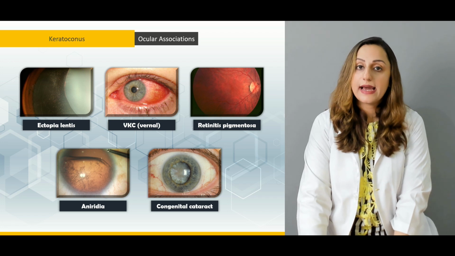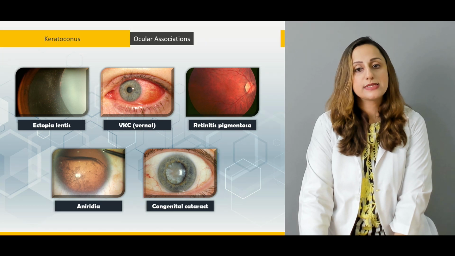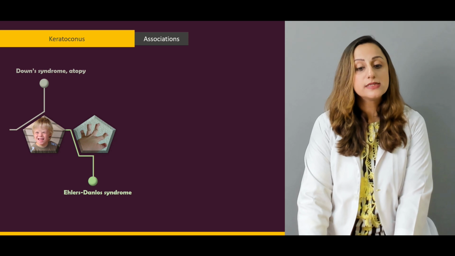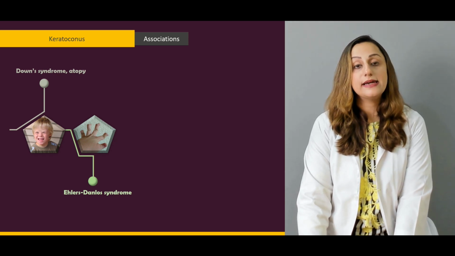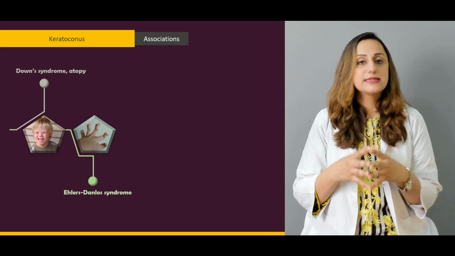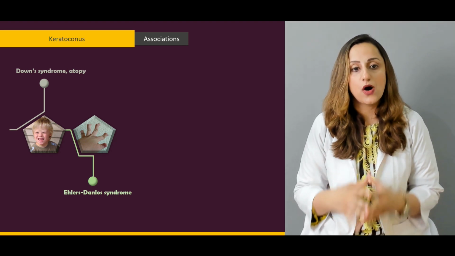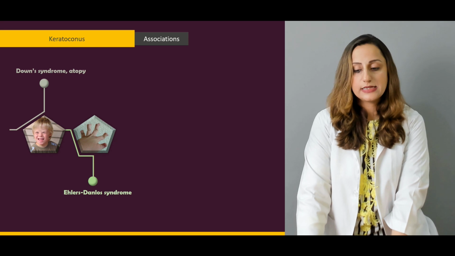Then we have congenital cataract, and patients presenting with congenital cataract also present with keratoconus. Some associations are also the systemic associations with the development of keratoconus. It can be Down syndrome, which is an atopic condition. Then we have Ehlers-Danlos syndrome, which is basically a connective tissue disorder. It's again a hereditary or genetic problem, and is sometimes coupled with the development of keratoconus in these individuals.